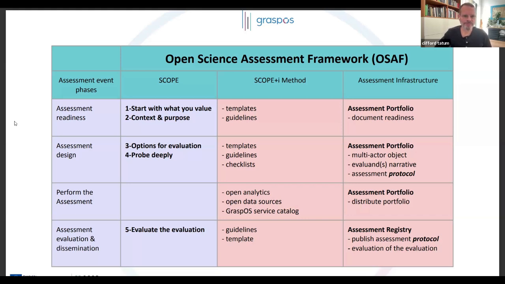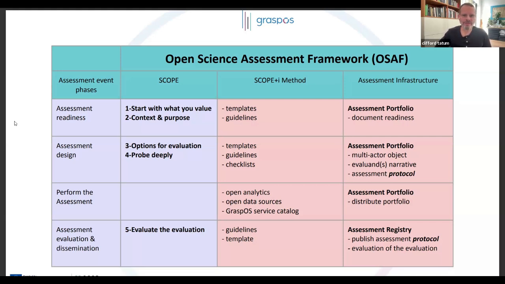In assessment design, which is for scope, options for evaluation and probing deeply, again, templates, guidelines, and checklists that are relevant for this phase. And then beginning to populate the assessment portfolio, which we, again, position as a multi-actor object, and populate it with the evidence and narratives appropriate for the approach, and to also publish the resulting protocol.